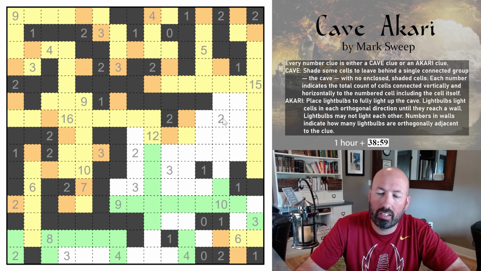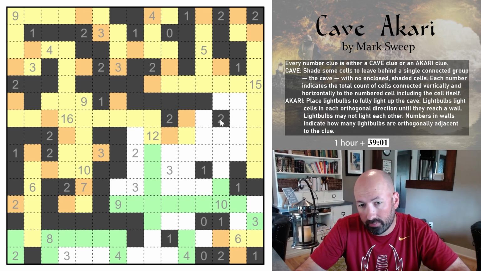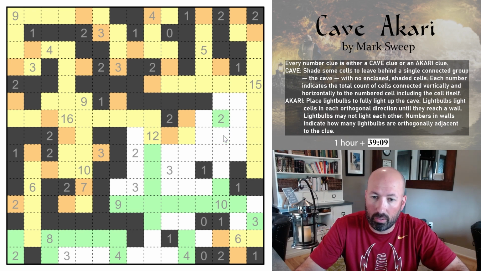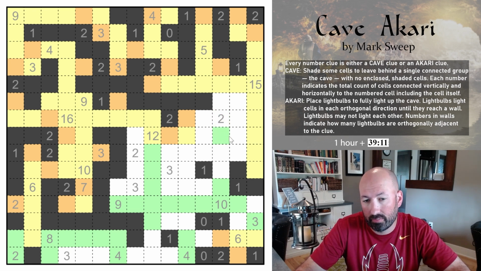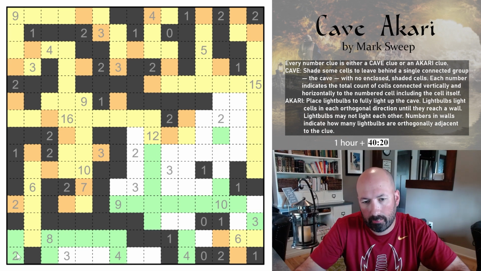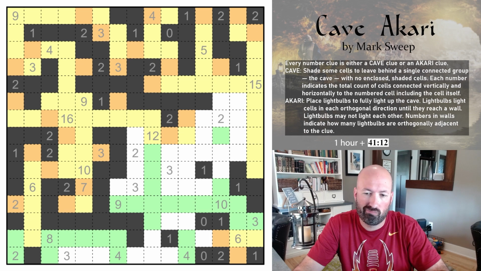Okay, so one thing I can see is if this is wall, its 2 lights are going to have to be to the right and the bottom. So if it's wall, you have to have a light below it. If it's cave, you have to have cave below it. So either way, this is cave. But I don't know what that tells us.